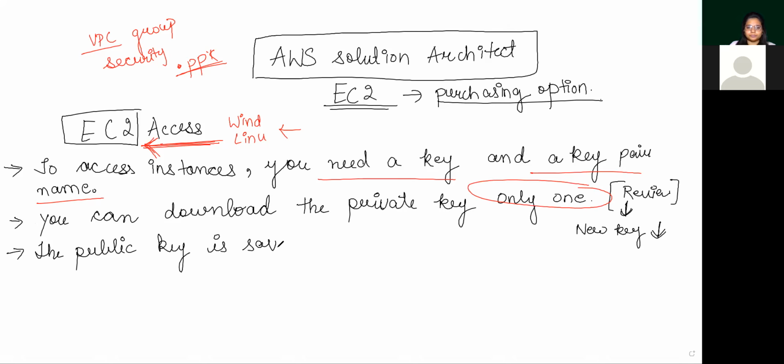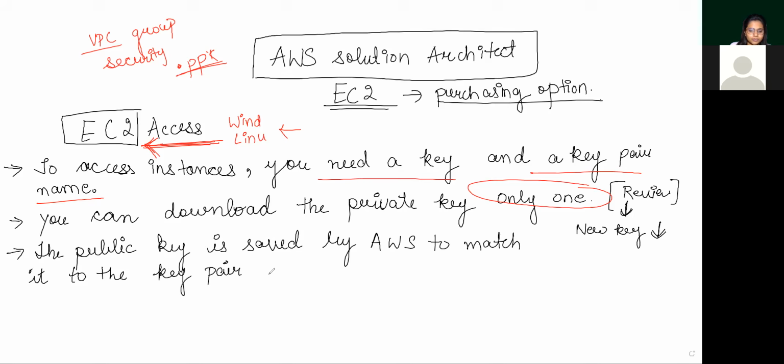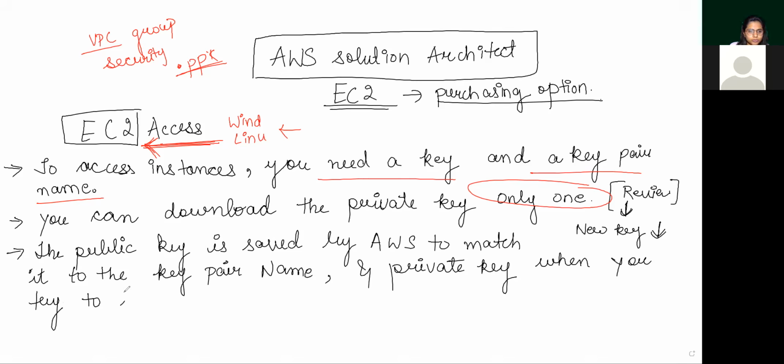The public key is saved by AWS to match it to the key pair name and private key when you try to log in to the EC2 instance.